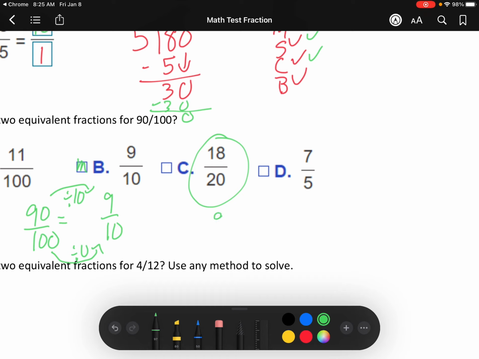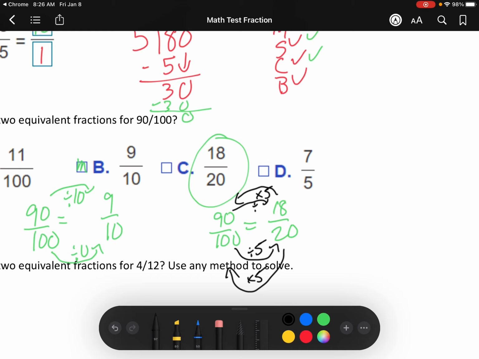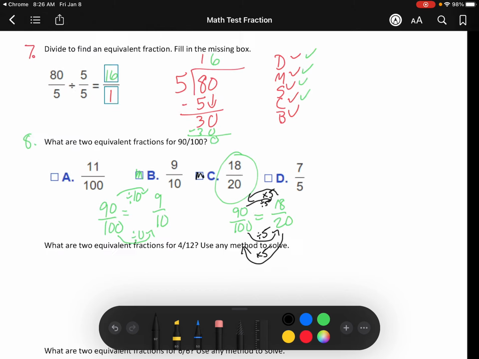Now, why is that? Well, we have 90 hundredths equals 18/20ths. Well, we have to divide by 5. And if we don't know our division facts well, we can always think, well, this is multiplying by 5, which is the same. And then 18 times 5 is also equal to 90. So this one matches. 90 divided by 5 is equal to 18. So if you selected B and C, you had it correct.